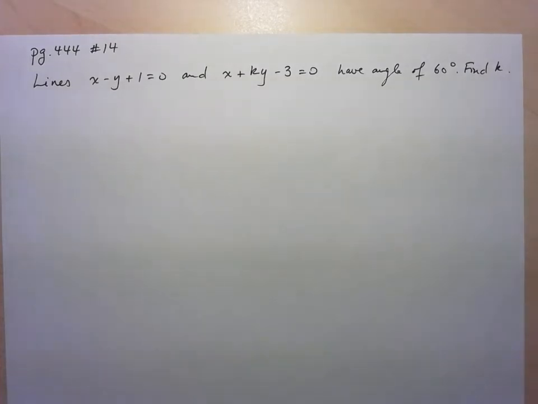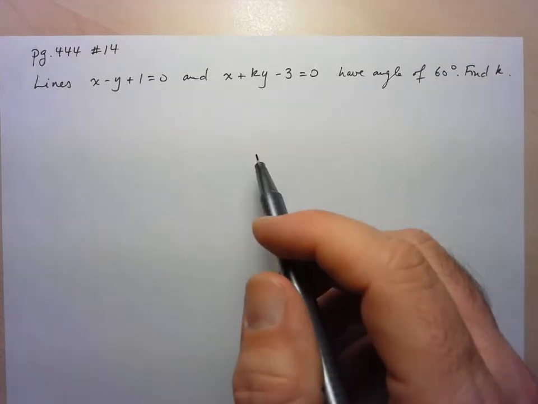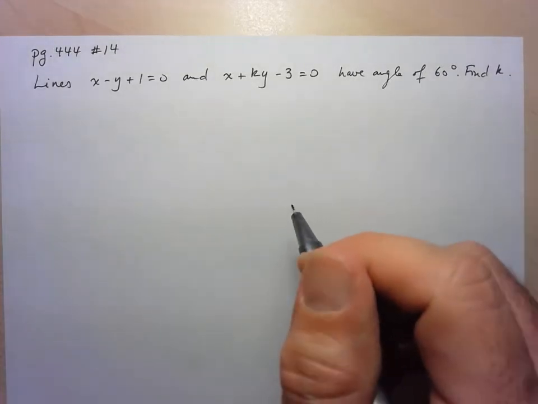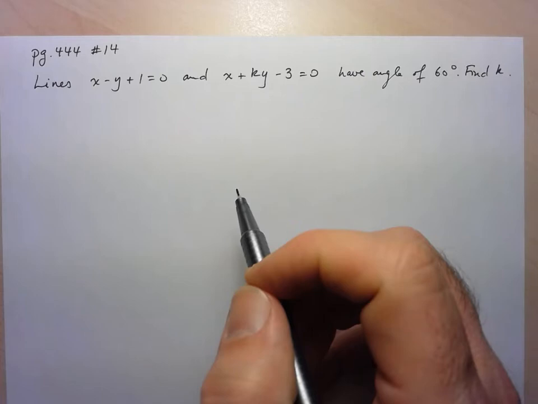Hi folks, this is number 14 on page 444. They give us these two lines and they tell us that the angle between them is 60 degrees and they want us to find that missing k value.